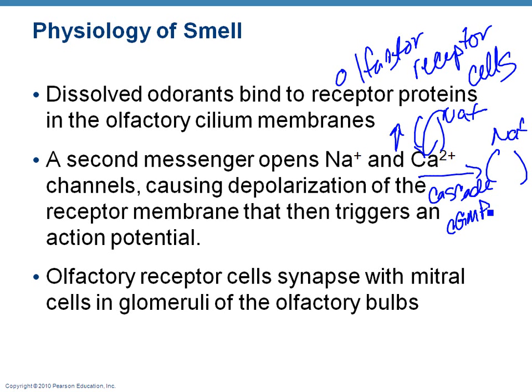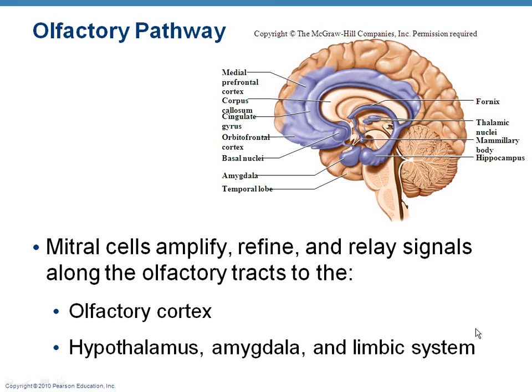Basically, as long as you understand the olfactory receptor cell is the cell that initially triggers the action potential, then it synapses with the mitral cells in the olfactory bulb. And obviously, I have to put a slide in here about the olfactory pathway. This is really pretty interesting. What do these mitral cells do? They amplify, they refine, and they relay the signal along the olfactory tracts.